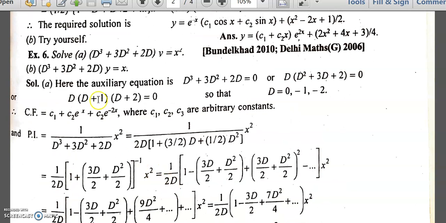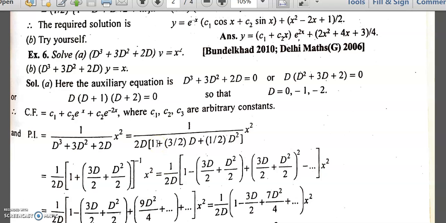Okay, suppose this one here: d cube plus 3d square plus 2d, and the right-hand side is x square. So you first write it like this, taking 2d common, because we need to form 1 plus d. So taking 2d common, we get 1 plus 3 by 2 d plus 1 by 2 d square. Here you need to do some simple algebraic calculation, and that comes when you do practice. So do practice and then these things automatically come.